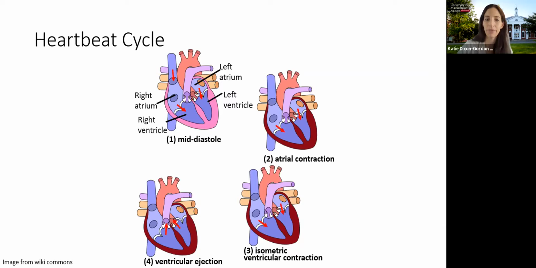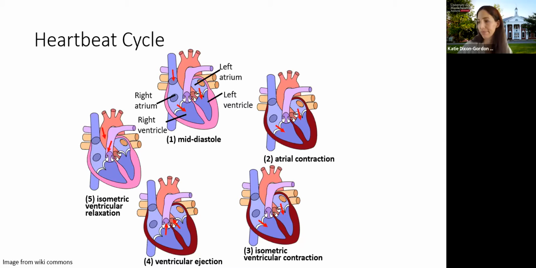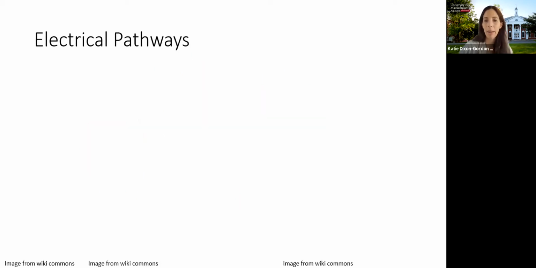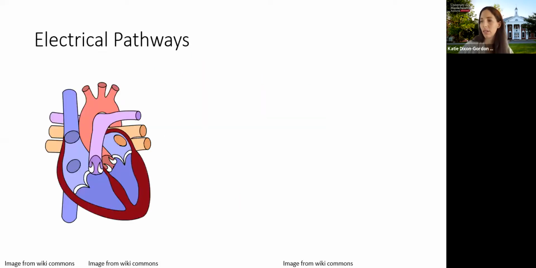And then our ventricles contract, which opens the outflow valves so blood can go into the pulmonary or systemic system. And then the pressure will, of course, decrease and the valves will close again. So this is just every heartbeat. And what that maps onto are the electrical pathways in the heart.